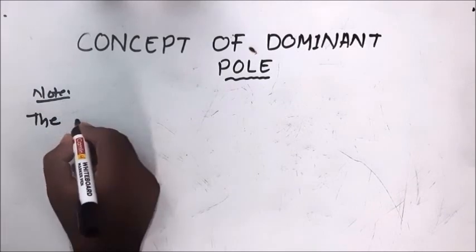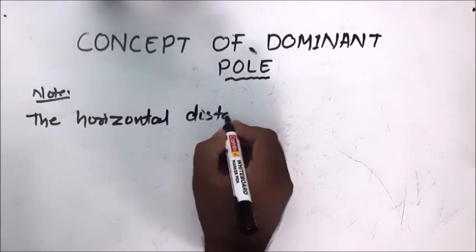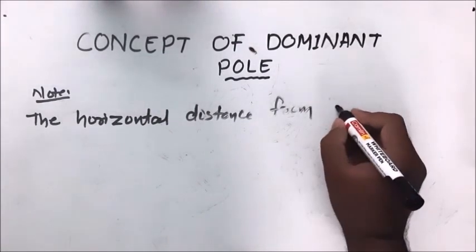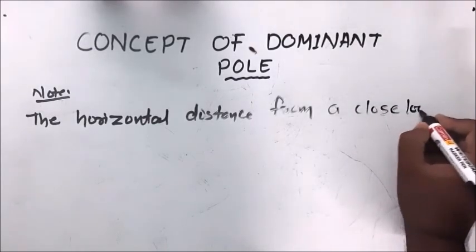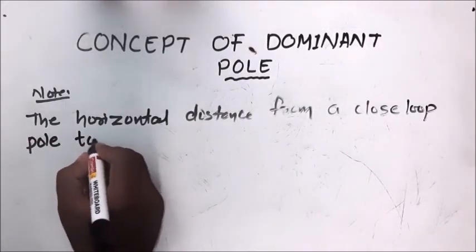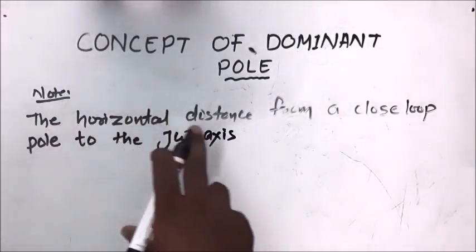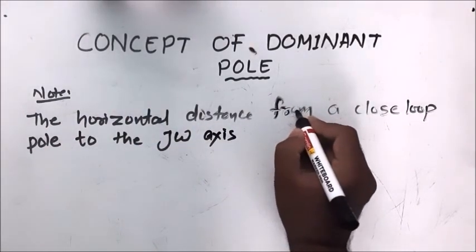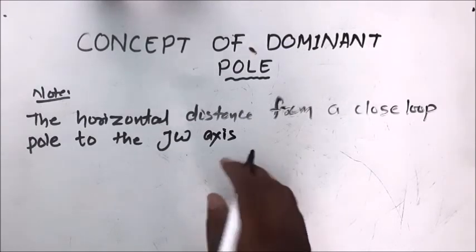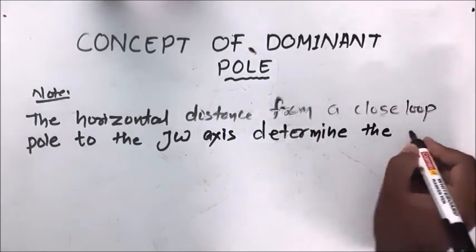The notes will be: the horizontal distance from a closed loop pole to the j omega axis determines the settling time.